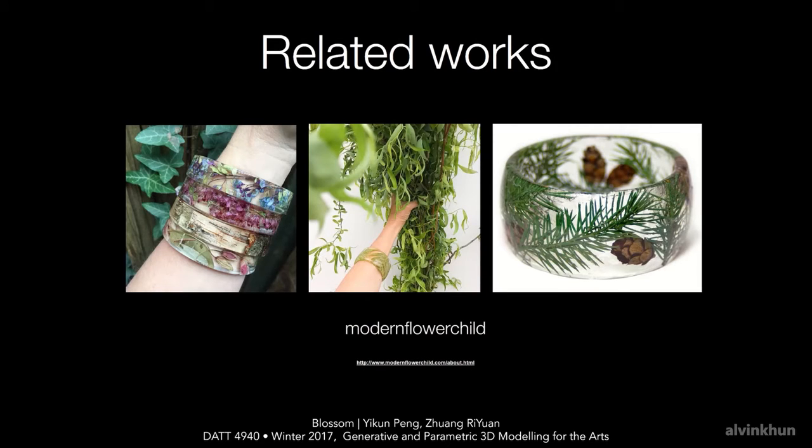Modern Flower Child is a one-man design company that makes natural-looking jewelry that uses real plants and flowers as the materials. The shape of the real plants gives the bracelet a beautiful yet natural design. Since the material of the bracelet surface is transparent, we can still see the multiple-dimension surface of the inner plants. This also gives the bracelet a more lifelike feel.